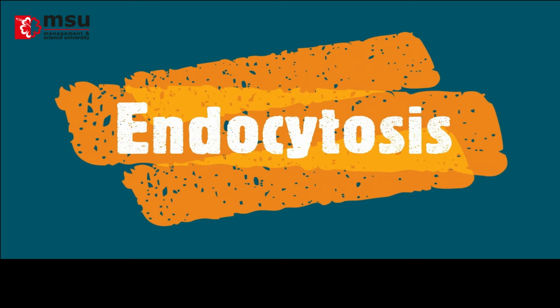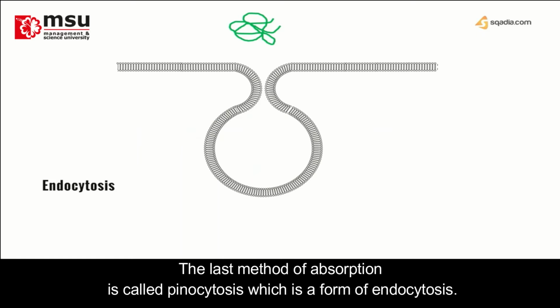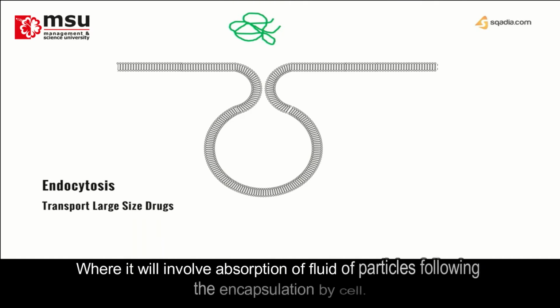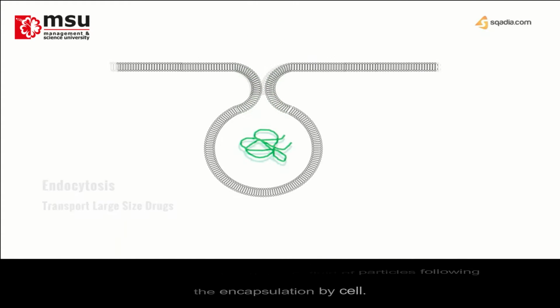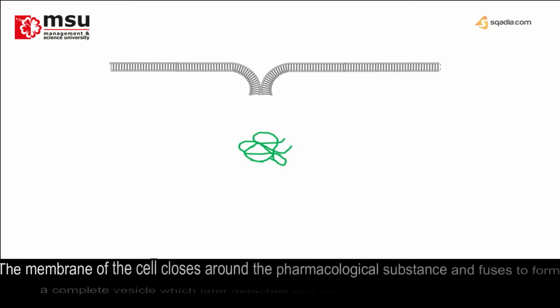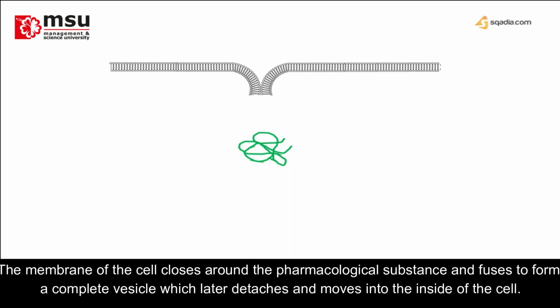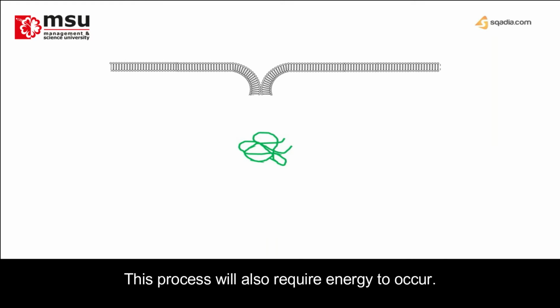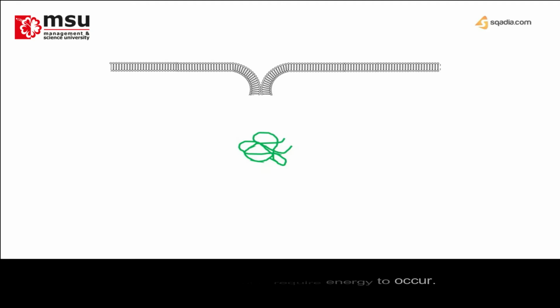The last method of absorption is called pinocytosis, which is a form of endocytosis, where it involves the absorption of fluid or particles following their encapsulation by a cell. The membrane of the cell closes around the pharmacological substance and fuses to form a complete vesicle, which later detaches and moves into the inside of the cell. This process will also require energy to occur.